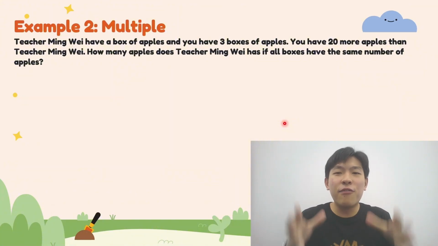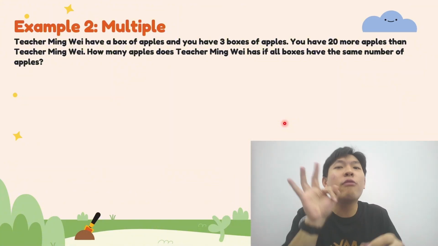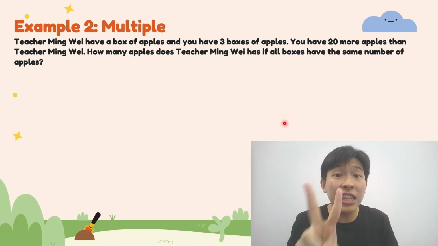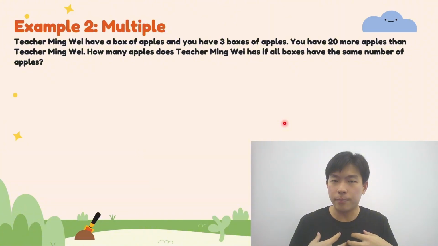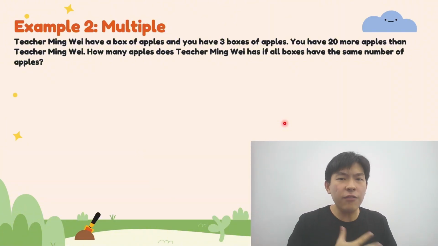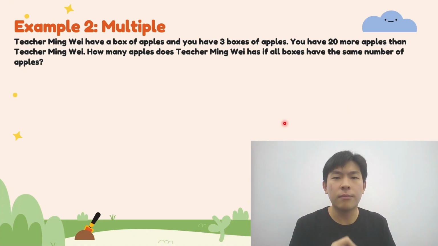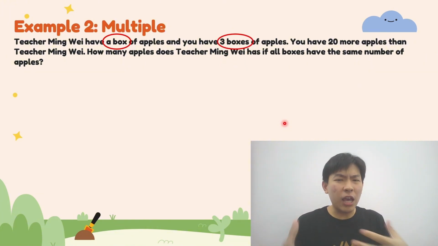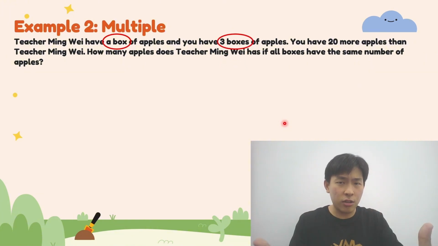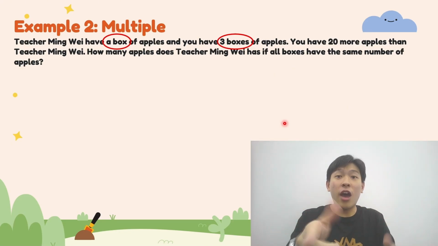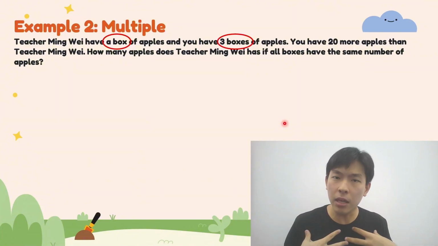Today I have 1 box of apples and you have 3 boxes of apples. And we know that you have 20 more apples than me. Now, how many apples do I have if all boxes have the same number of apples? So first, I have 1 box and you have 3 boxes of apples. So what can we say about our number of boxes of apples if we are talking about multiples? Perfect! You have 3 times more boxes than me.